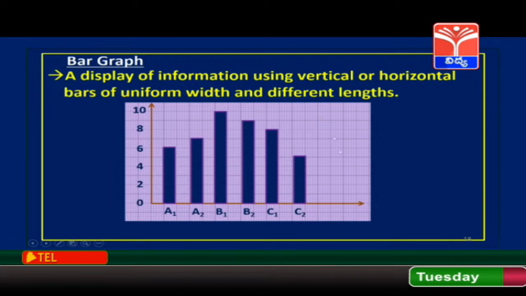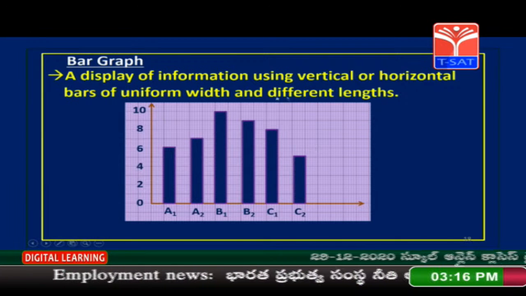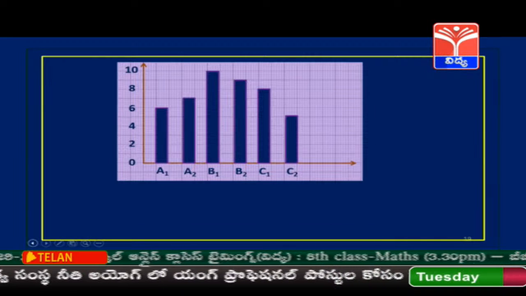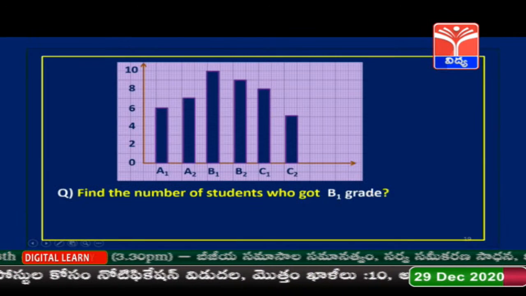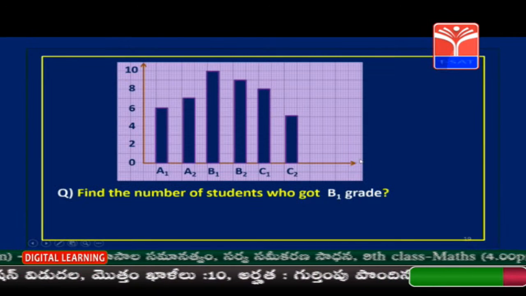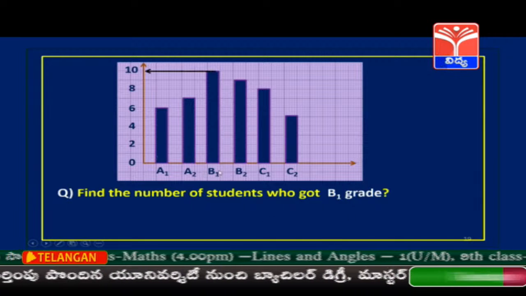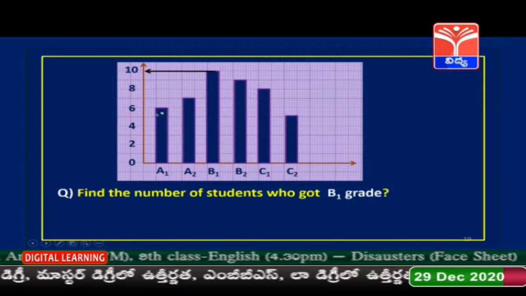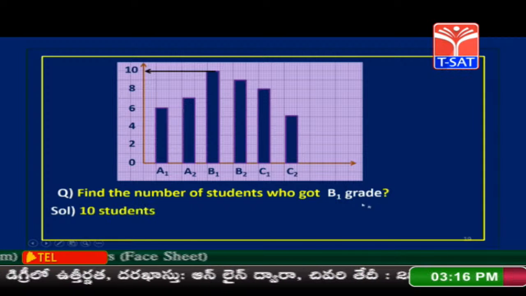Children, what is this bar graph? Is it a vertical bar graph or horizontal bar graph which you have studied in your lower classes? Yes, it is a vertical bar graph. Now I am using bar graph to answer some questions here. Can you find the number of students who got B1 grade? Children, check the bar graph and tell me the number of students who got B1 grade. Yes, here it is B1 and the length is showing how much? 10 on y axis. So I can say 10 students got B1 grade.